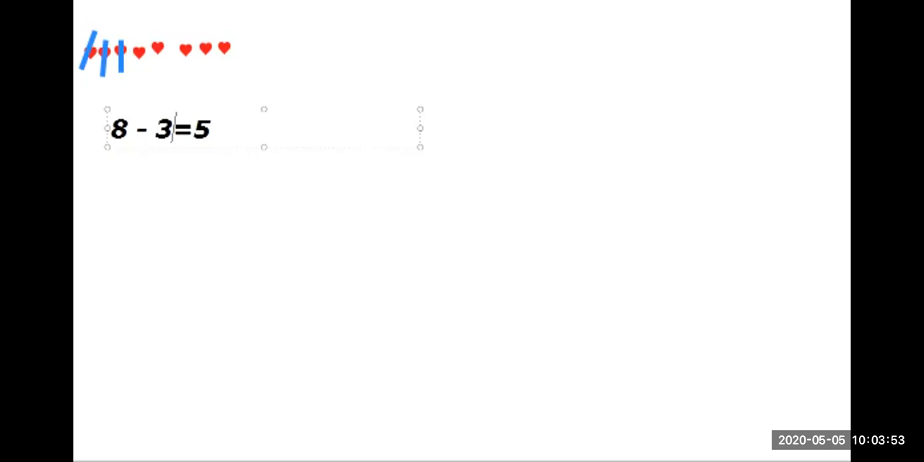We had 8 hearts. We crossed out 3 hearts. Now 5 hearts are there. So the subtraction sentence would be 8 minus 3 is equal to 5. Very well done, Abrish.